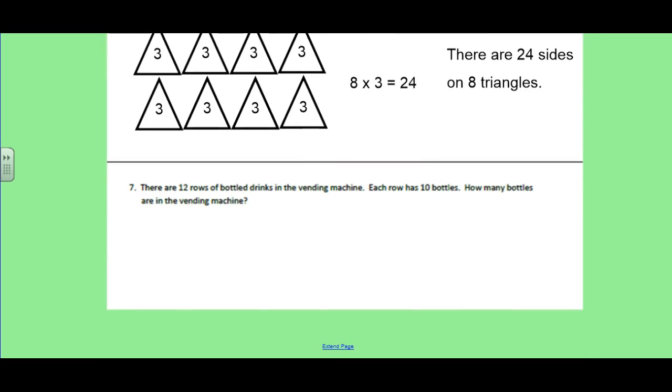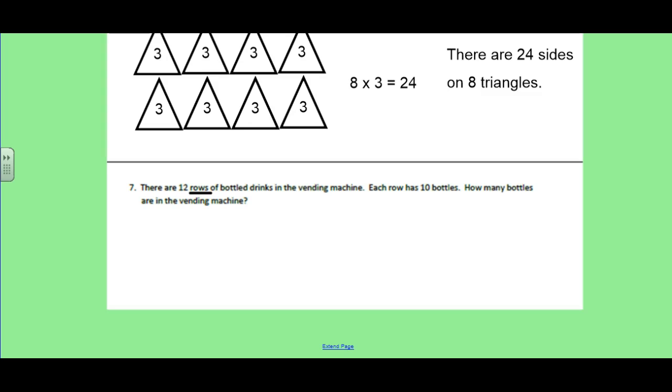Okay, now we're ready to move on to the last one. It says there are 12 rows of bottled drinks in the vending machine. I want you to go ahead and take a look at this word right here. It says rows, so it's always going to be relating to an array since an array has rows in it. It says each row has 10 bottles. How many bottles are in the vending machine?